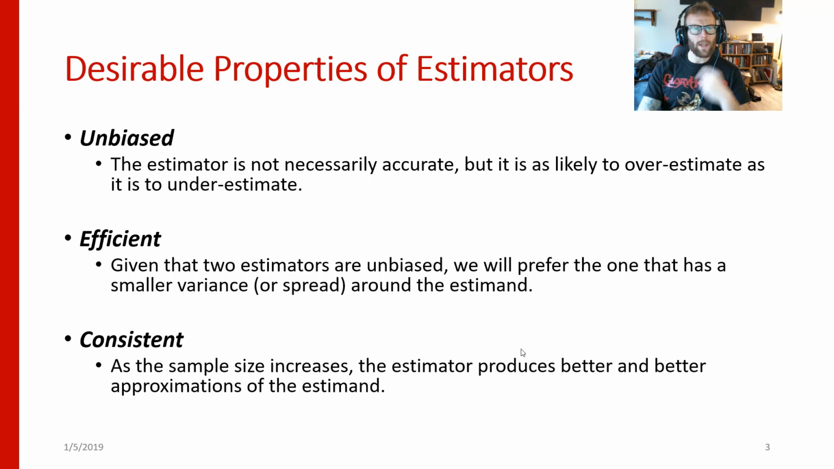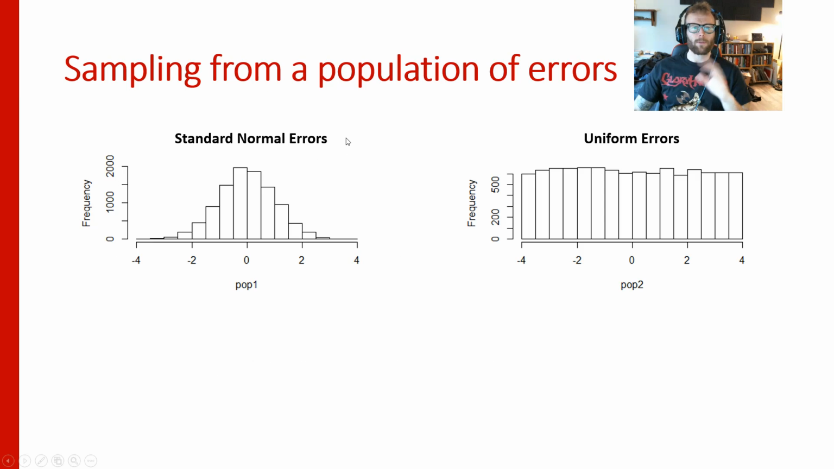And we can actually illustrate these properties by sampling from a few different distributions. So we're going to sample from two different distributions of errors, right? We're going to assume that we have error scores that are centered around 0, and then we're going to have some negative errors and some positive errors. And we're going to take two different populations of errors.